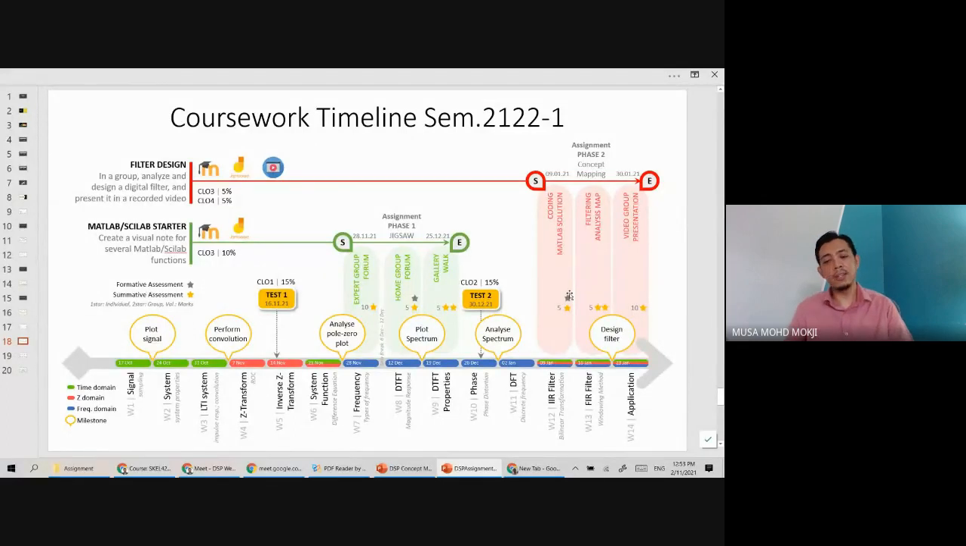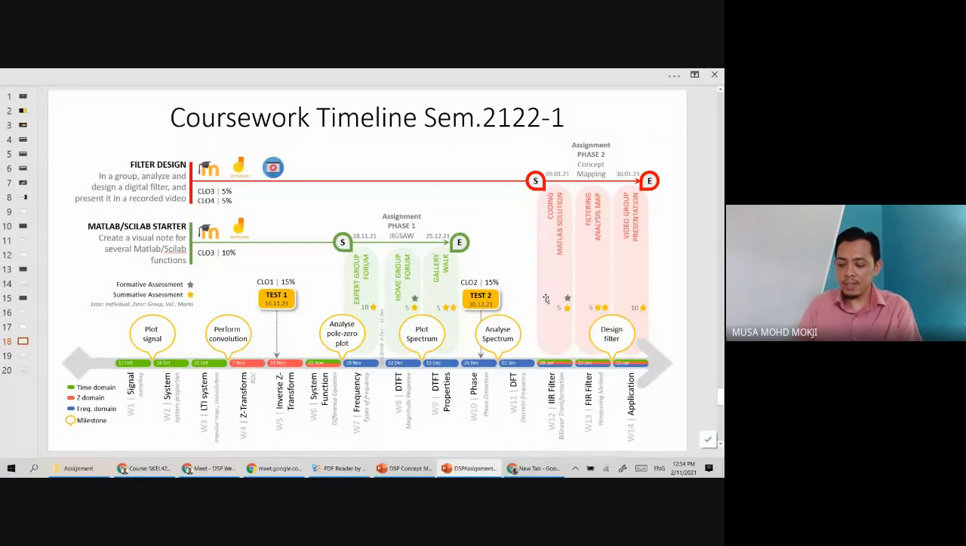So if you don't do anything, even if your group is very good, the maximum you'll get is only 6 over 40. Okay, so that is the group marks, 6 over 40. The rest will be individual marks. So you need to be very active. You need to be very active in the assignment. So what is the assignment?